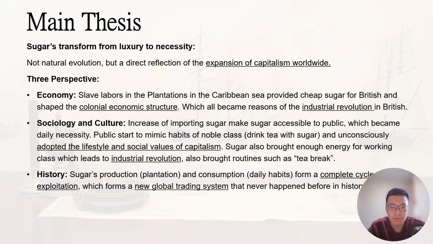And the second perspective is the sociology and culture perspective. So the increase of imported sugar makes sugar accessible to the public, which becomes a daily necessity, as I said before, and the public start to mimic the habits of the noble classes. For example, they start drinking tea with sugar, and before that, most of the working class drank just pure tea. They just drank very thick and very strong pure tea without anything. And now they start adding sugar because the nobles do.